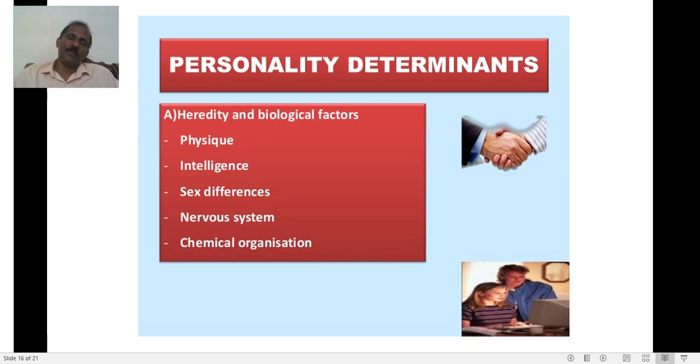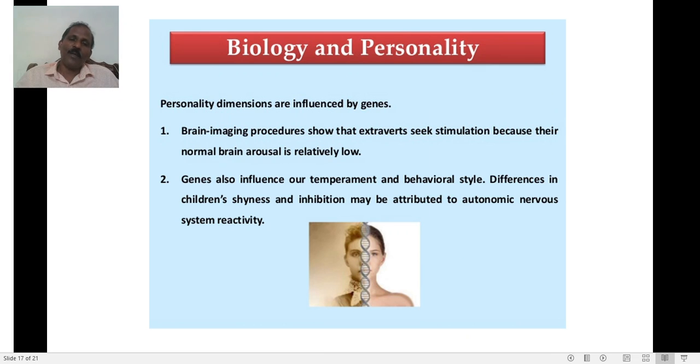So the nervous system, both peripheral and chemical organization, means chemical responses for any situation. That is all hereditary and biological. Biological personality dimensions are influenced by genes. Brain imaging procedures show that extroverts seek stimulation because their normal brain arousal is relatively low. Genes also influence our temperament and behavioral style. Differences in children's shyness and inhibition may be attributed to autonomic nervous system reactivity.